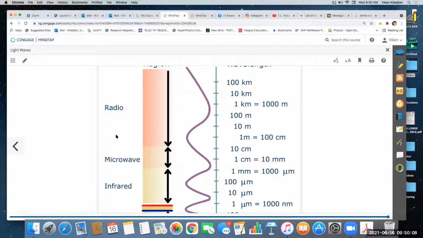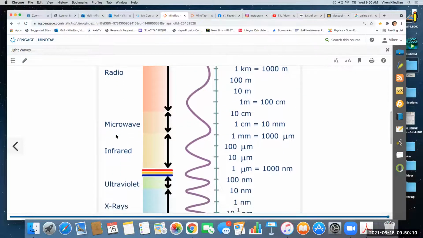So then you have here, smaller than that, the infrared. These infrareds have wavelengths of 100 micrometers or 10 micrometers, or maybe even, I think that's about 1 micrometer, from 100 to 1 micrometer. That's the whole infrared region.